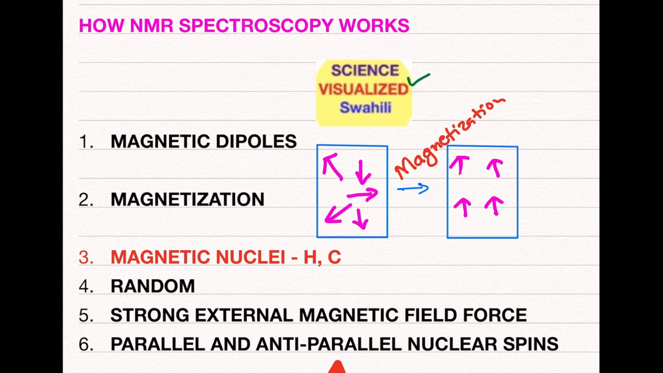Today we're looking at how NMR spectroscopy works. Now, just as a review, in magnetism, you have what's called magnetic dipoles. In a material that's not magnetized, the dipoles are facing random directions. They're randomly organized. After magnetization, the dipoles become ordered. They all face the same direction.